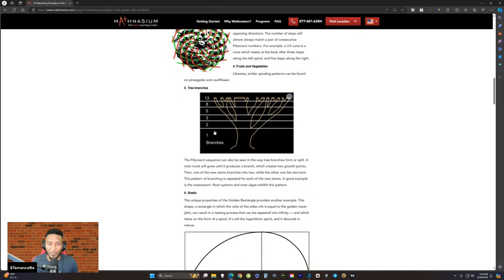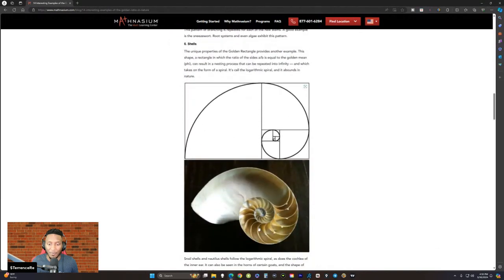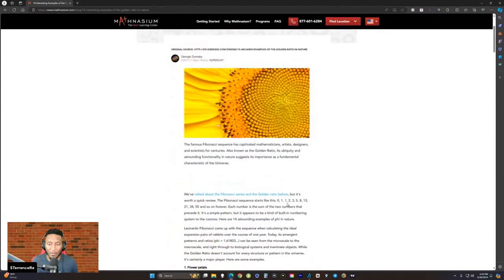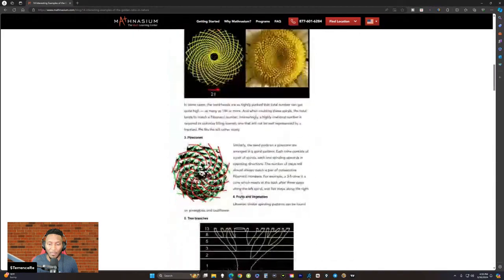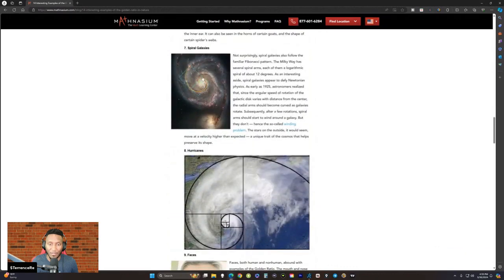Tree branches. Like if you read shells, look at this shell. It's saying that same sequence where it's counting out, let me see if I can pull it up right here, 3, 5, 8, 13, 21. It's saying that this going out is a Fibonacci ratio.